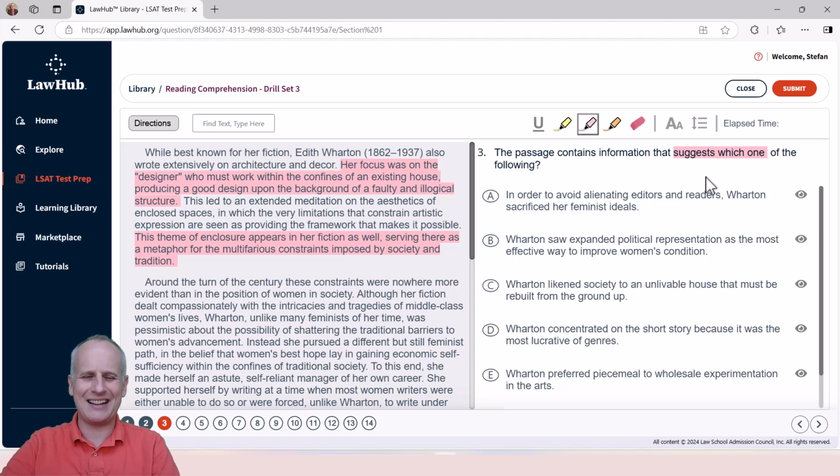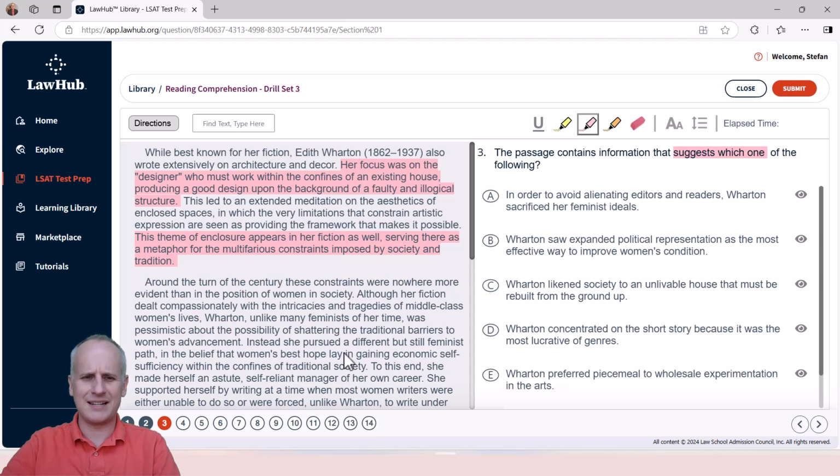So I'm just going to highlight suggest which one, understanding that this is really a hidden main idea task, which means I just need to read our highlights once again to refamiliarize ourselves with the overall big picture narrative and not get bogged down in hunting and pecking. So let's reread these highlighted sentences just for quick reference.